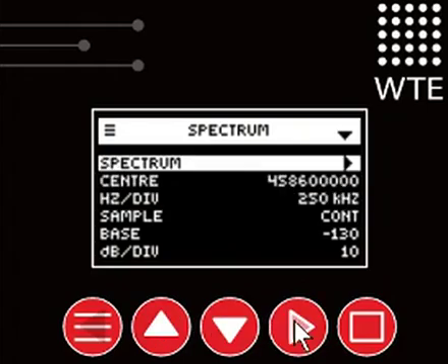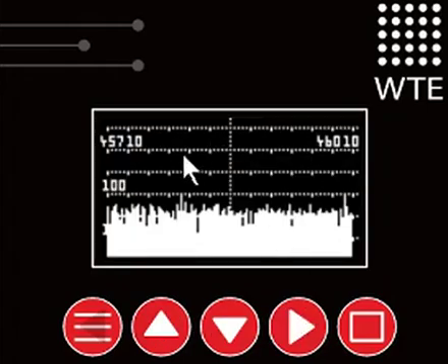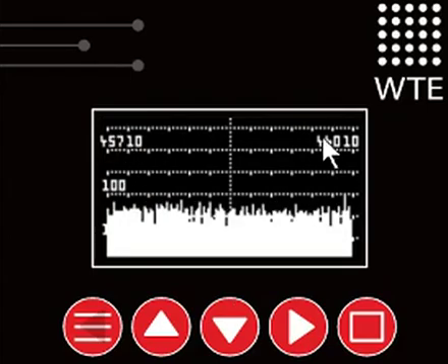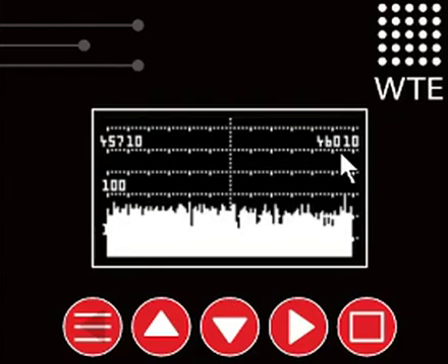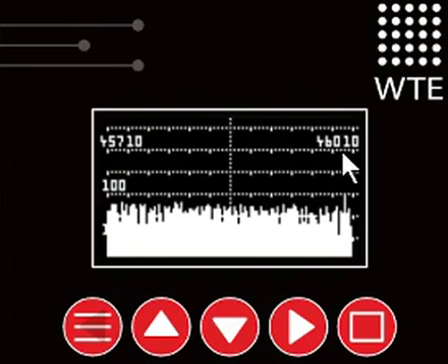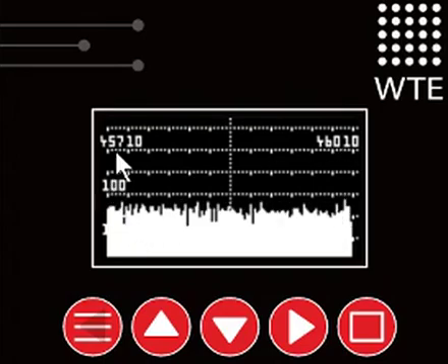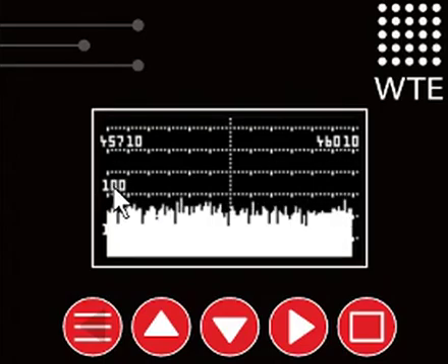Moving into the spectrum analyzer screen, we can see this is the beginning of our span, the end frequency of our span, in which case here it's 460.1 megahertz, and moving down the screen we have the signal level.